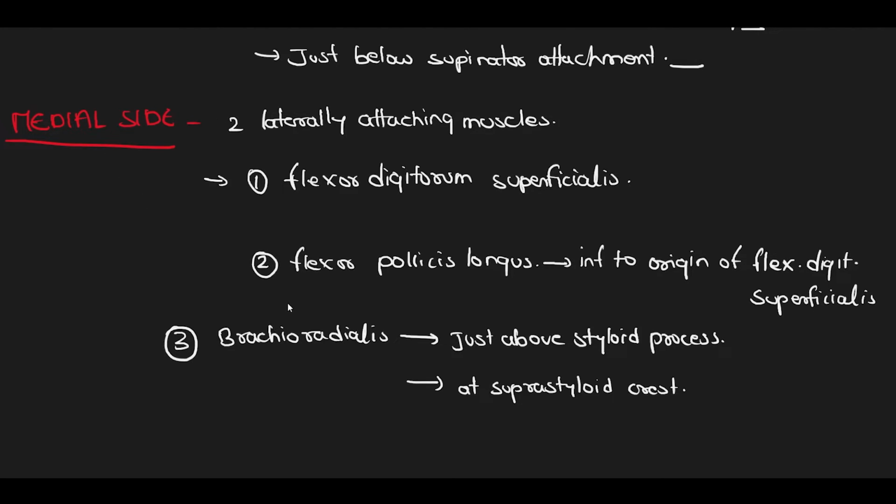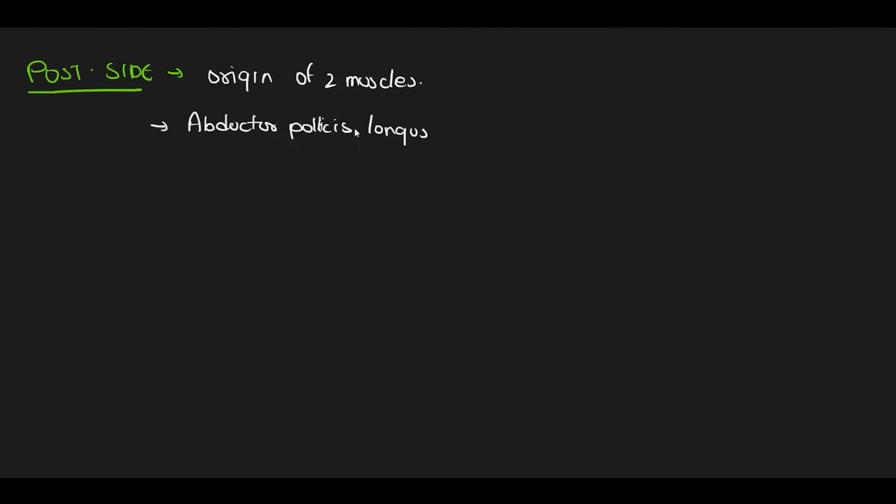Now let's talk about the posterior side. On the posterior side also, the origin of two muscles takes place. Okay, what are those muscles? The first one is abductor pollicis longus. So, what is the site of attachment?